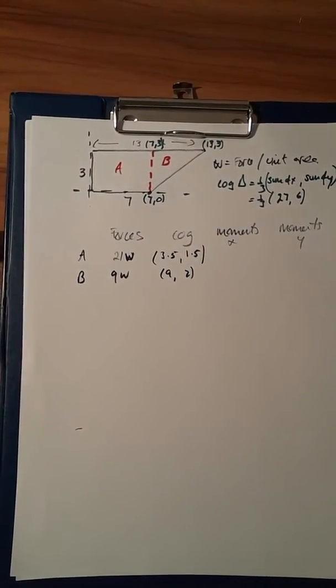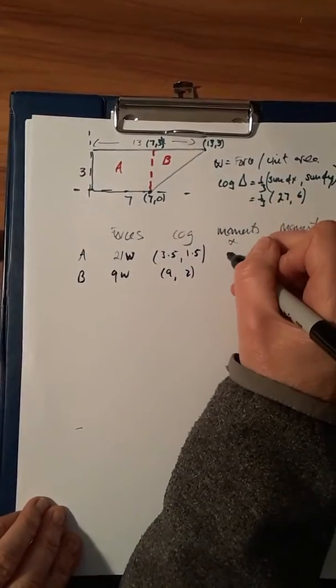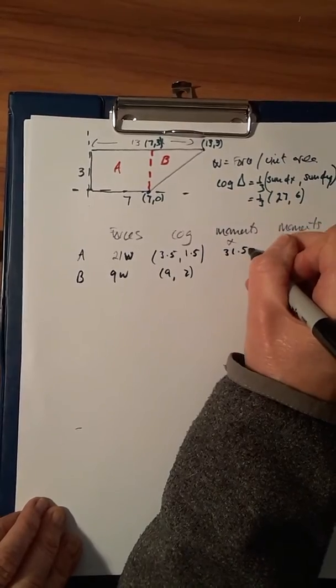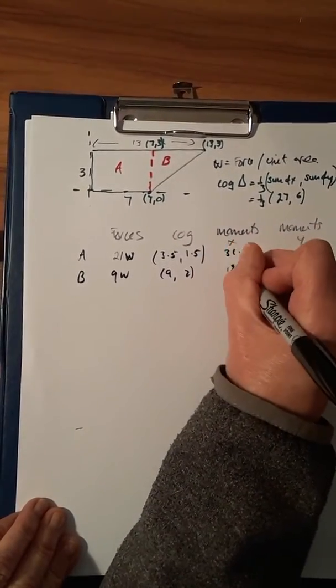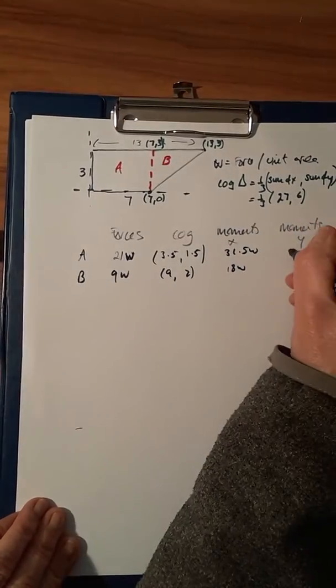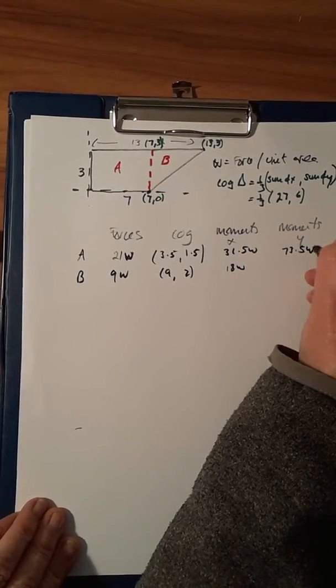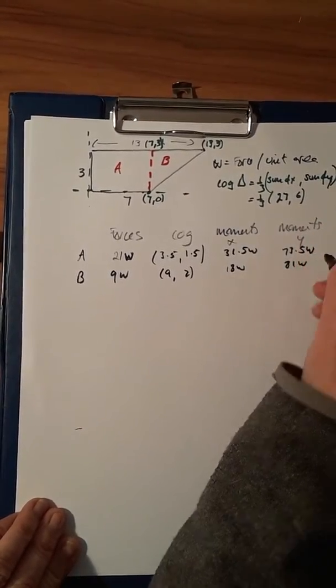Okay, now let's find the moments about the x-axis. I'm going to multiply 21W by 1.5. That will give me 31.5W. I'll multiply 9W by 2. That's going to be 18W. This one will be 21W by 3.5. That's going to give me 73.5W. And this one is 9W by 9. That's going to give me 81W.